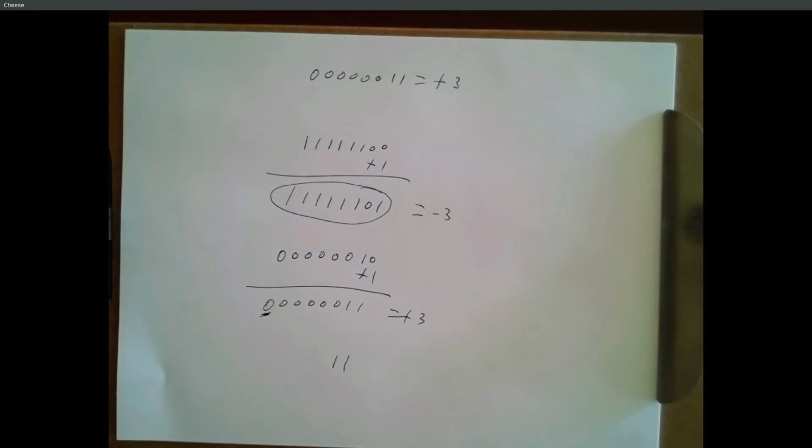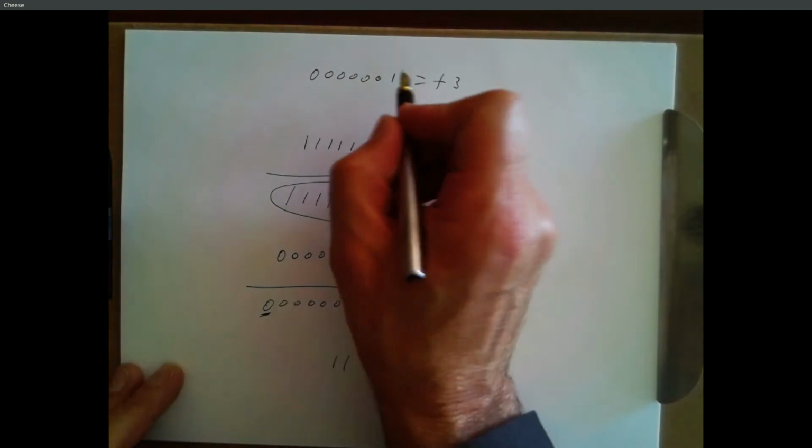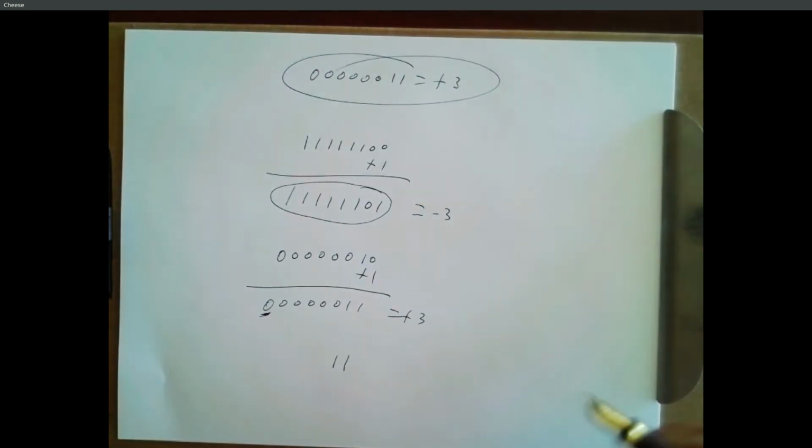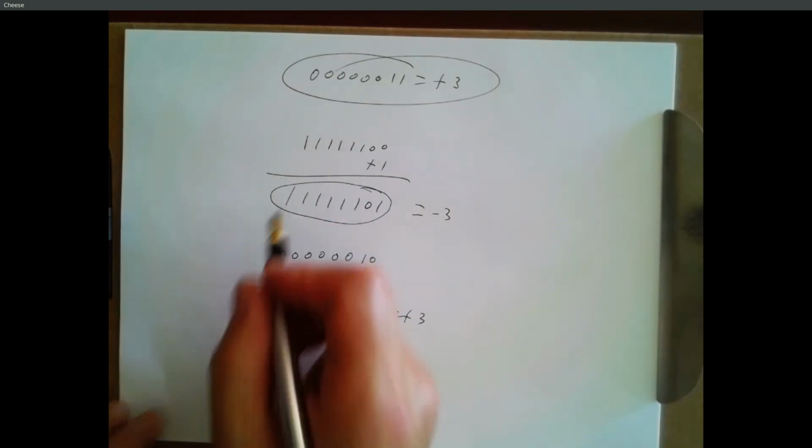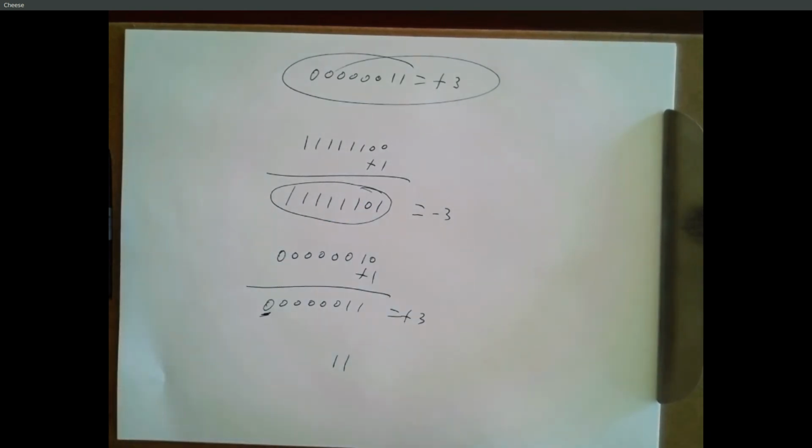And saying that we have a 2's complement number doesn't mean the number is negative, okay? So this is how we write 3 in 2's complement notation, right? This is positive 3. This is how we write negative 3 in 2's complement notation. It's just the way that we represent negatives.